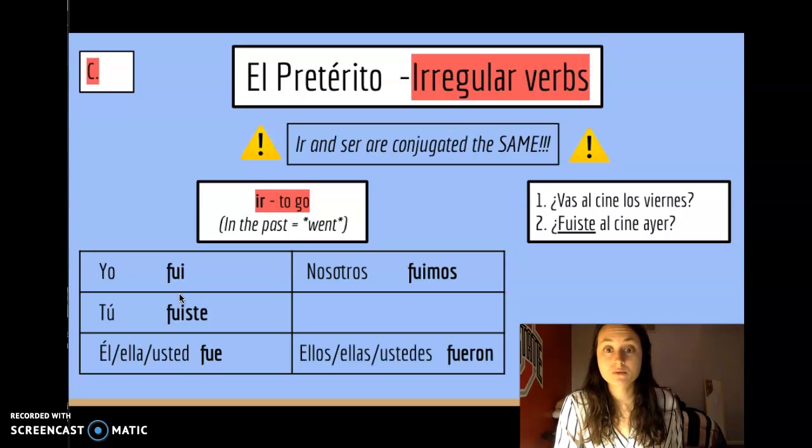Okay? So we're talking about places we've gone, places we've been. We went, specifically. So, do you go to the movies on Friday? Pre-COVID? ¿Vas al cine los viernes? Versus ¿fuiste al cine ayer? You went to the movies yesterday? Did you go yesterday? Okay, so that's ir.